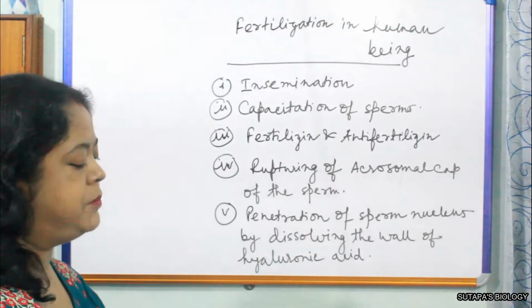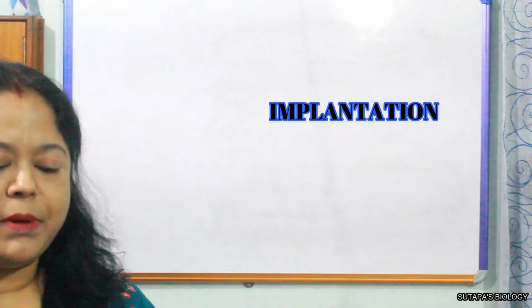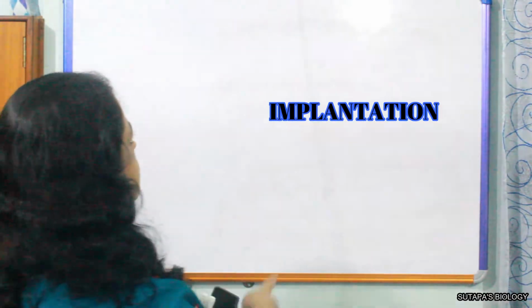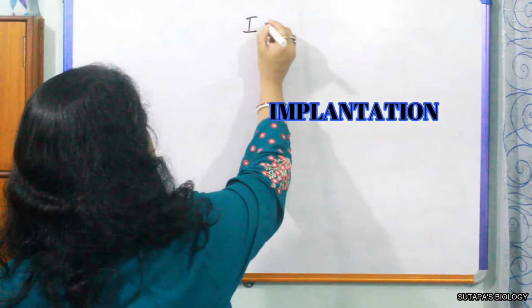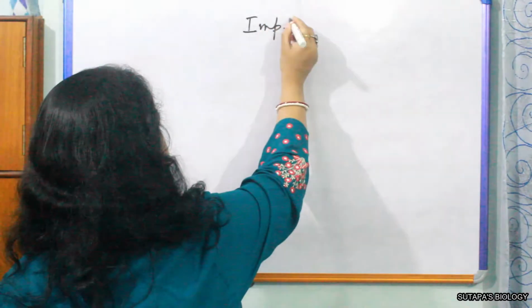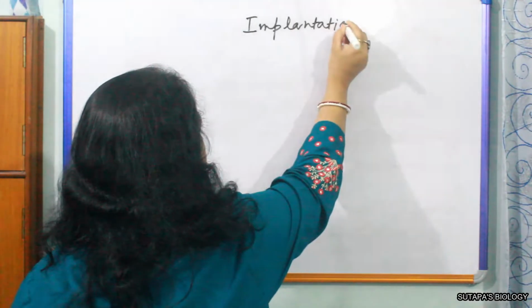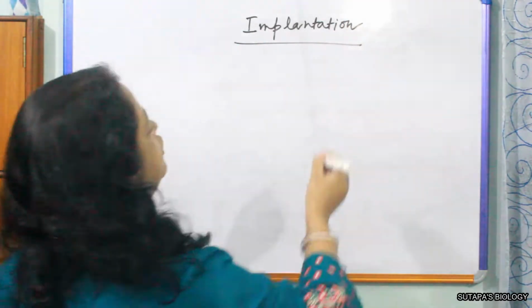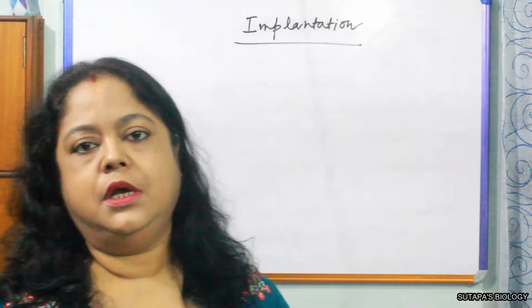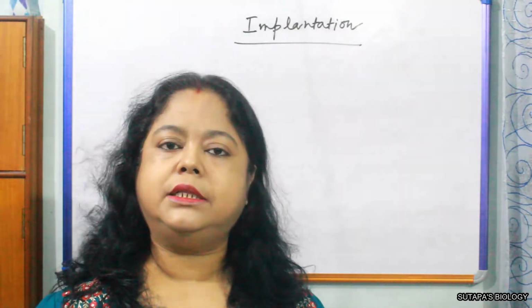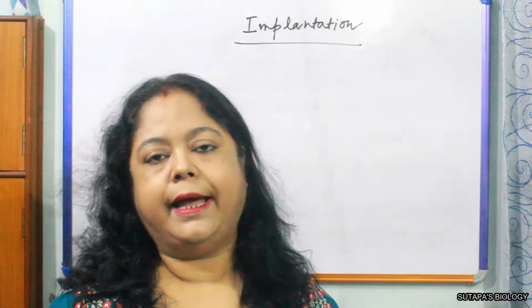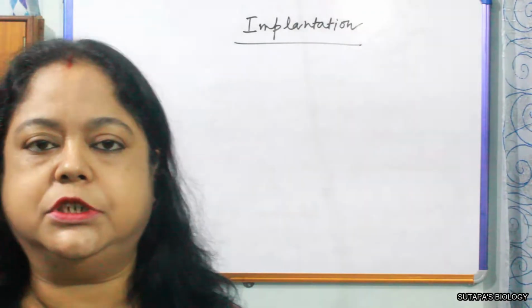Then we shall start with implantation. Implantation in the human being. What is implantation? Firstly, I am going to discuss that implantation is the step by which the embryo gets settled in the endometrium of the uterus. Implantation takes place inside the uterus and on the layer endometrium.